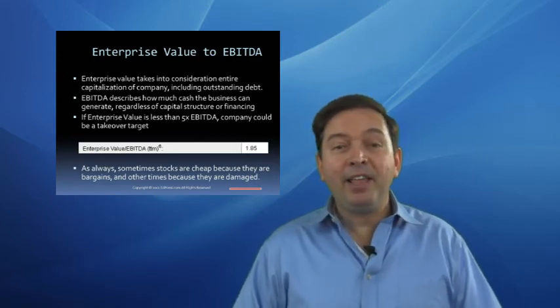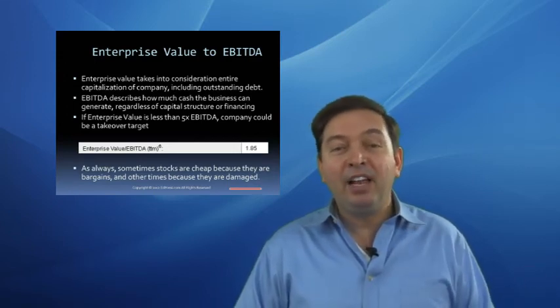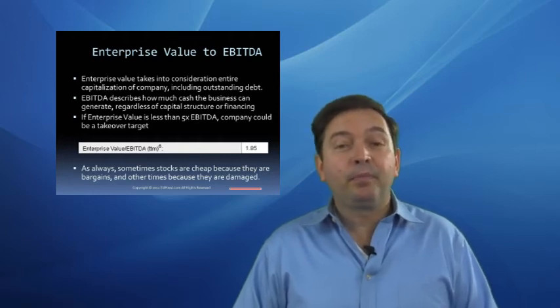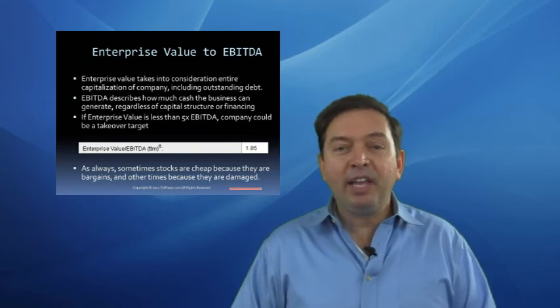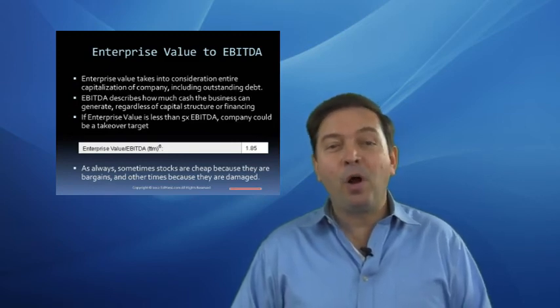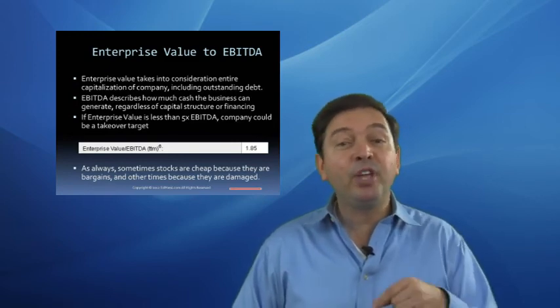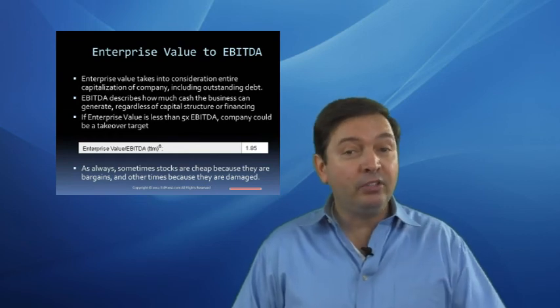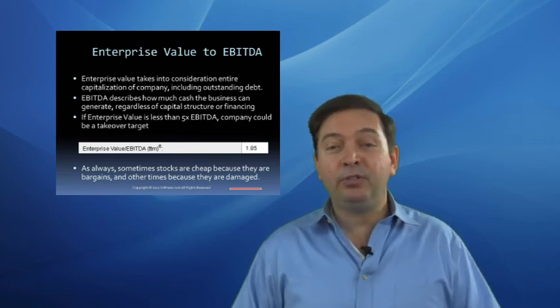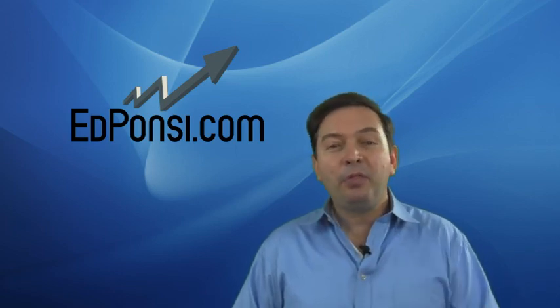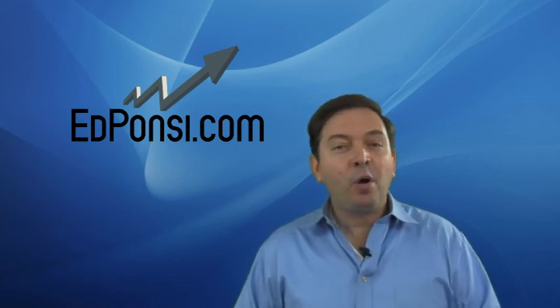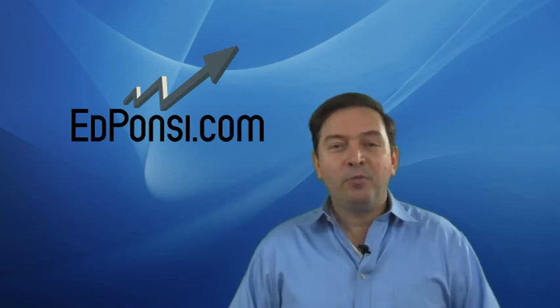So here you're looking at a company that has an enterprise value to EBITDA of less than 2. That's a very, very cheap company. It's probably a takeover candidate unless there's something really wrong with it. Just keep in mind, sometimes stocks are cheap because they're bargains. Other times they're cheap because they're damaged. It's up to you and me to do our homework, read up on the news, look up what's going on with the stock so that we really know what's going on.